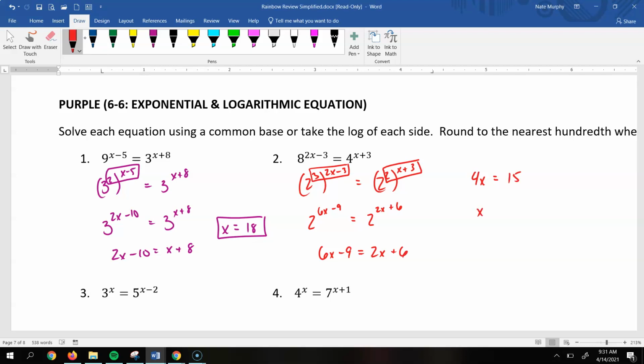And now to find x, we just divide both sides by 4. So we get 15 fourths. That can't be reduced at all. So that would be your answer. x would equal 15 fourths.